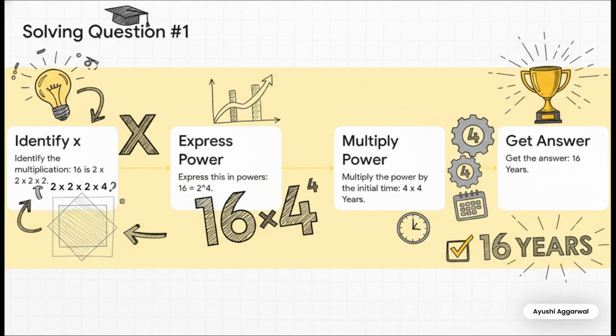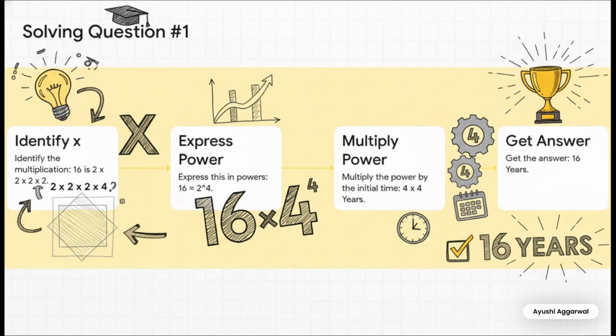Okay, let's see this trick in action. Take a look at question 1. A sum doubles in 4 years, so when will it become 16 times its original value? Now look at step 2. We've written 16 as 2 to the power 4. And here comes the magic. All you do is take that power, which is 4, and multiply it by the initial time, which was 4 years. See it there in step 3? 4 times 4 is 16 years. And boom, that's your answer in step 4.